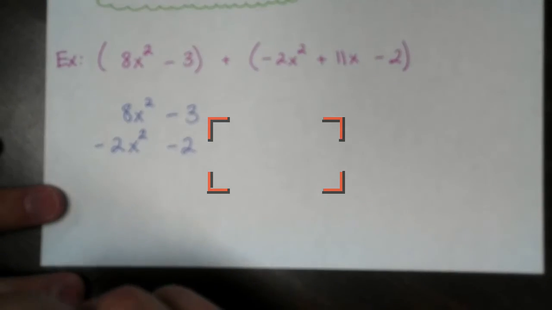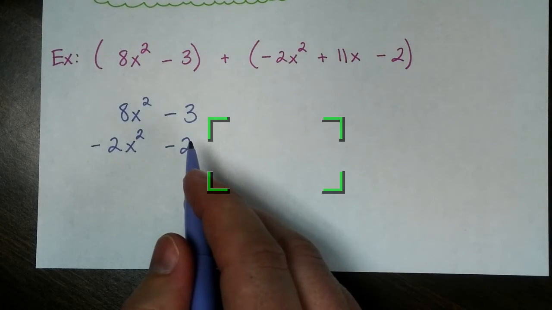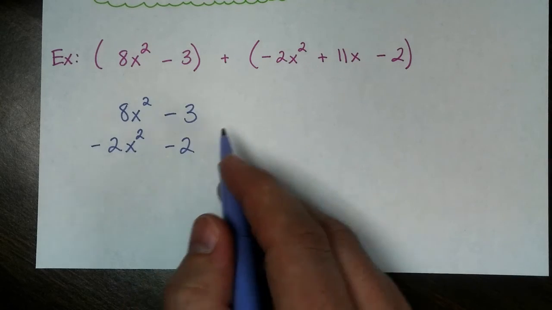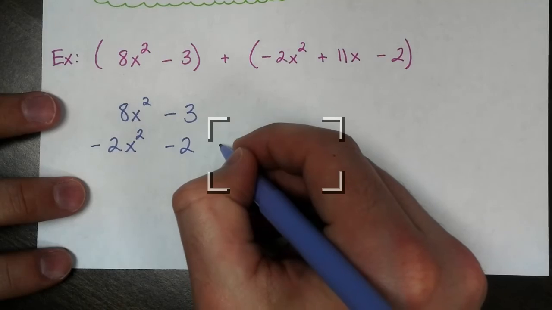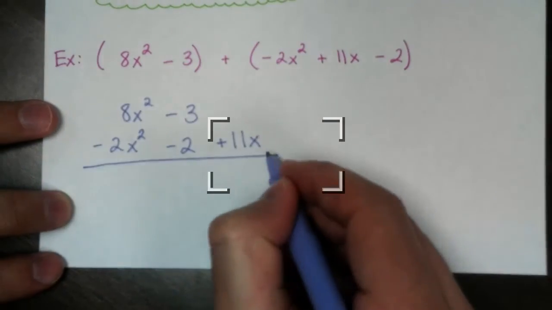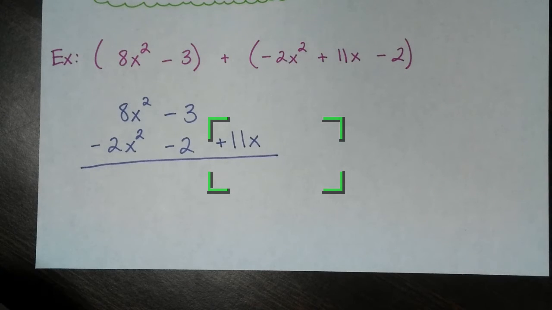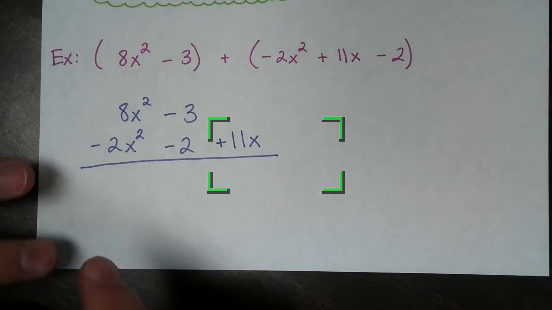Now here's the issue. All right, here we go. So here's the issue, did we bring everything down? And the answer to that should be no, we didn't. We didn't bring down the 11x. So what we have to do is we need to add that 11x in there. And you're going to see there's a slight issue here in the end, but we'll talk about how to correct it.